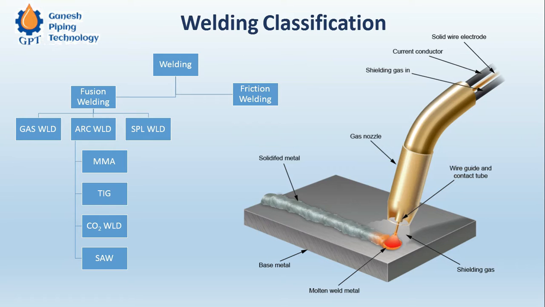For submerged arc welding, there is a condition that a 30% MMA deposit should be there. Otherwise, we cannot start directly with submerged arc welding. How this takes place, we are going to see in the coming slides.